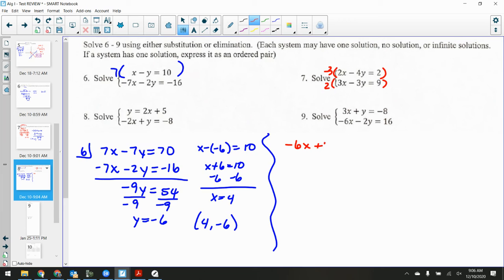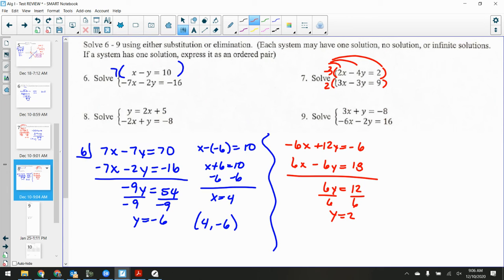Negative 6x plus 12y is equal to negative 6. The bottom becomes, and all I did was distribute there, positive 6x minus 6y is equal to 18. So 6y is equal to 12. Divide by 6, y is 2. Plug it back in. Let's go into the top. 2x minus 4 times 2. So 2x minus 8. Add 8. 2x is 10. x is 5.